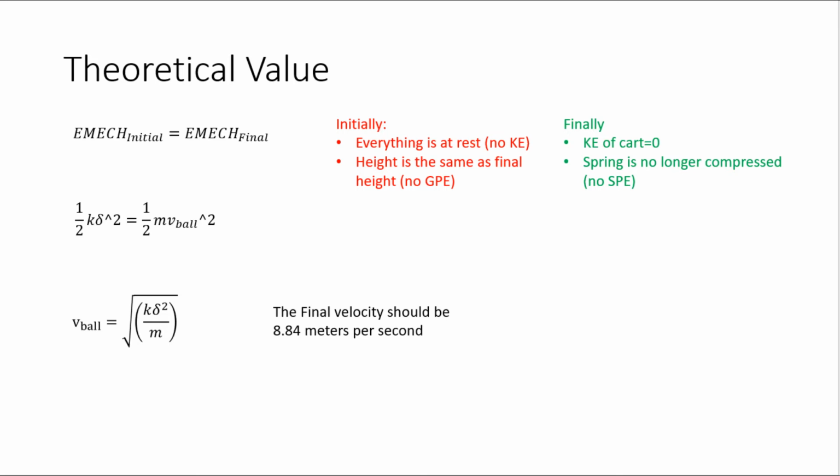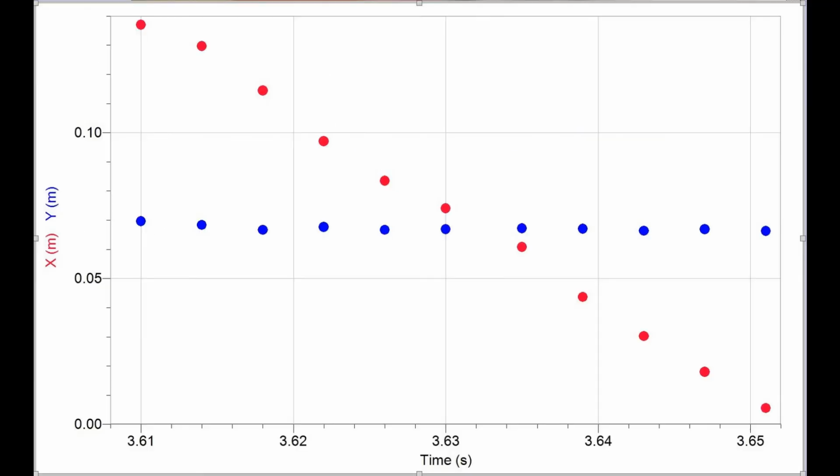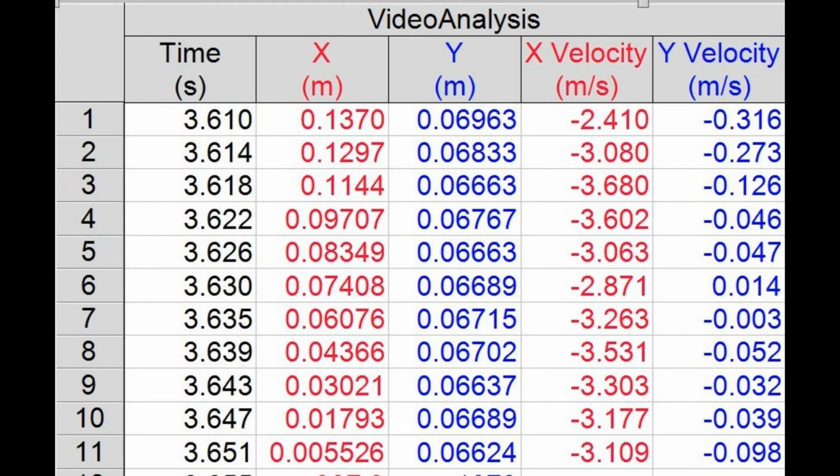Based on our calculations for k and our own known delta and mass, we find the final velocity should be around 8.84 meters per second. Based on our Logger Pro data analysis, the actual release velocity was around 3.5 meters per second, meaning we have a percent error of about 60%. This is well outside the acceptable range, and we can conclude from here that a substantial amount of energy is being lost in our system.